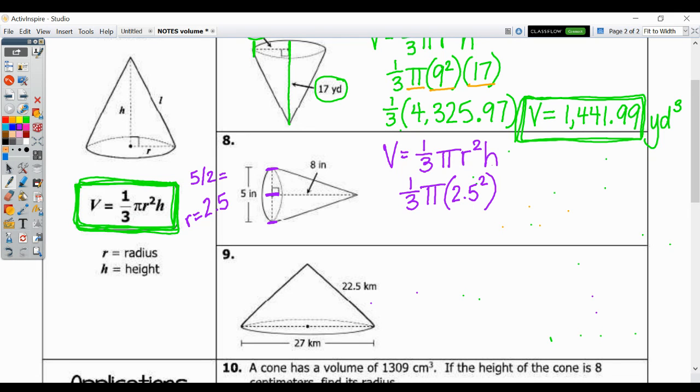Okay, and then my height. Your height goes from the point down to the base. So that measure is 8. So I'm going to substitute an 8 in for the H. Okay, so in my calculator, I'm going to type pi times 2.5 squared times 8.